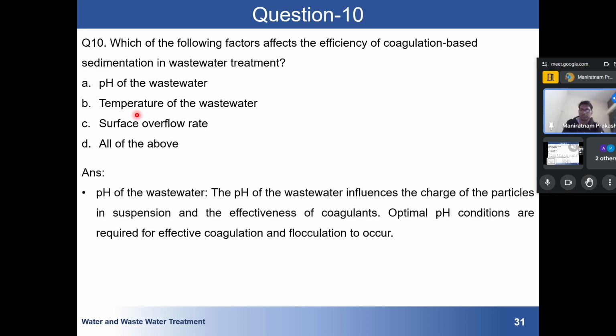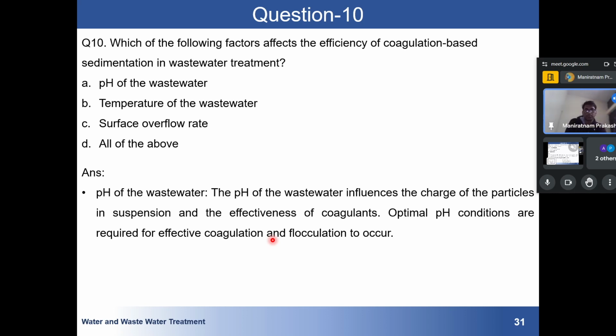The first is pH of the system. If you are following my discussion, I have mentioned the term pH around 3 or 4 times whenever I was discussing the ASP and settling. The pH of wastewater influences the charge of the particles in the suspension and the effectiveness of coagulants. Optimum pH conditions are required for effective coagulation and flocculation to occur. Remember this thing.